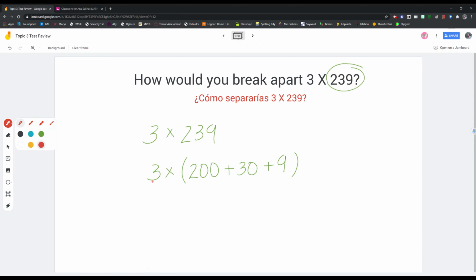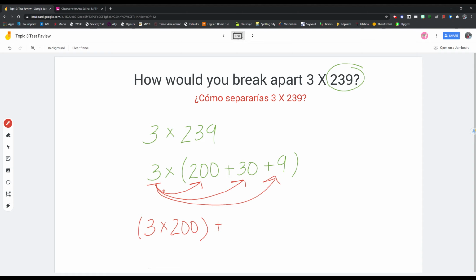Now I'm going to share the outside number with each inside number. So this would become 3 times my first number, 200, plus, share the 3 again, times my second number, 30, plus 3, share it one last time, times 9. I don't have to solve, I just need to put how I would break it apart.